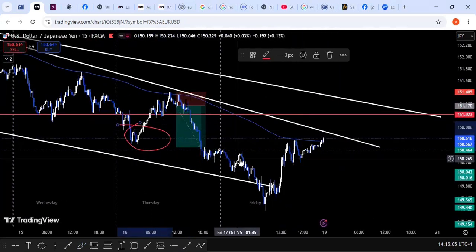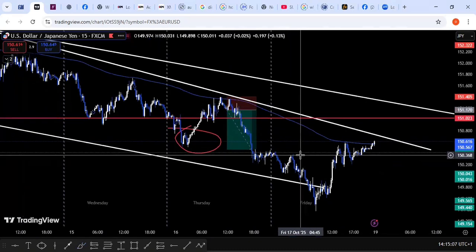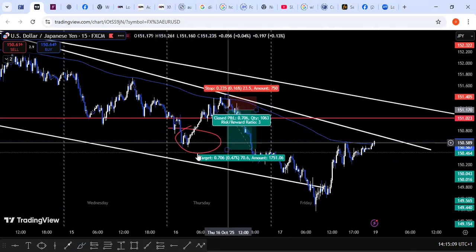This was a trade I missed. I'm going to show you others I took. I just want to start with USDJPY.